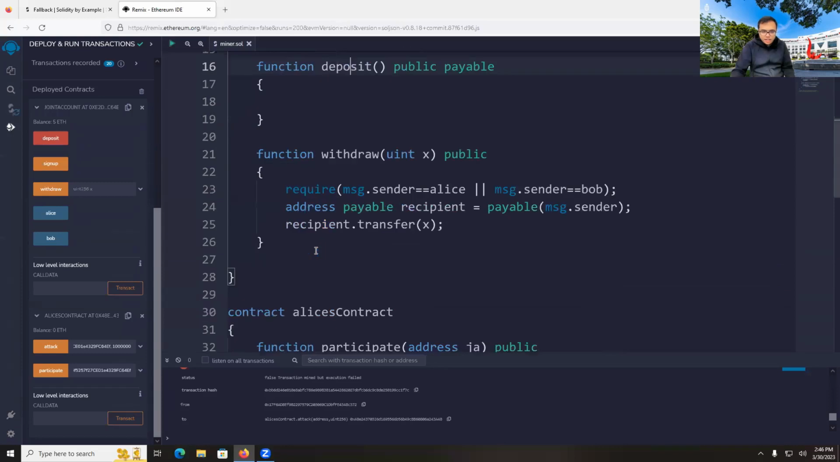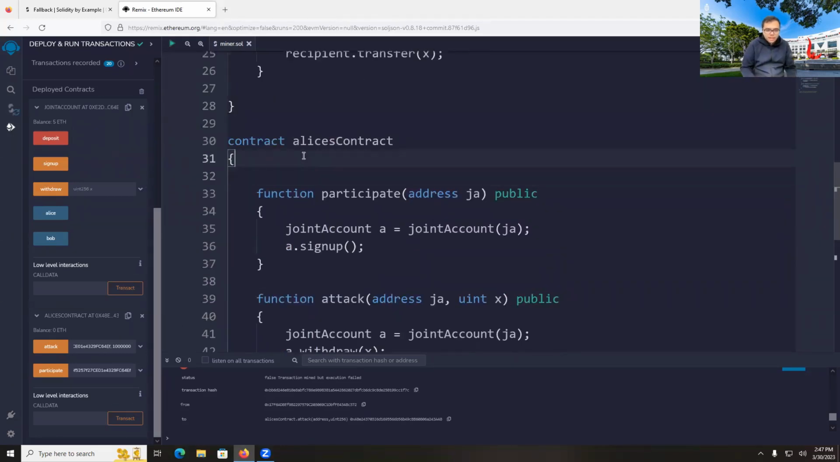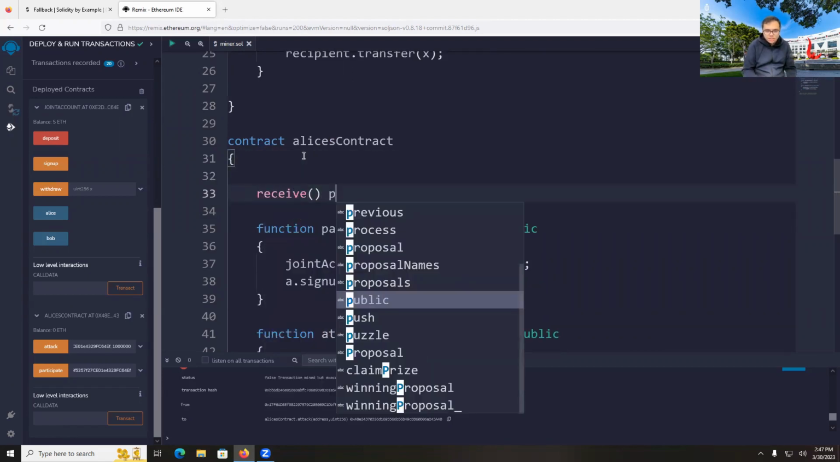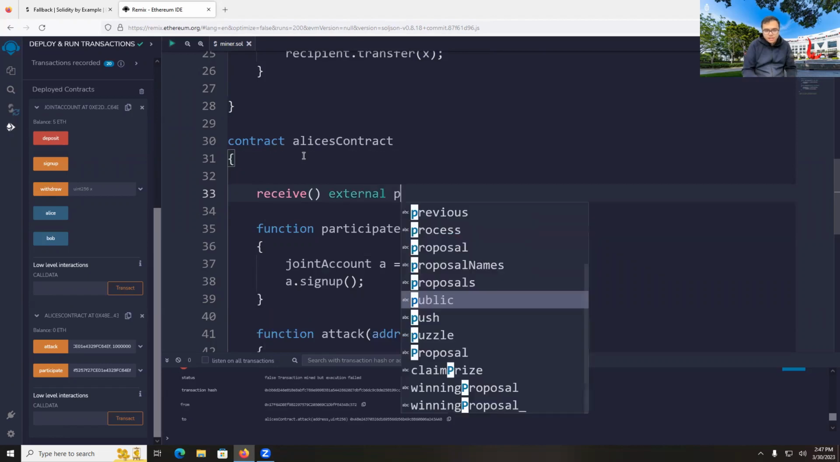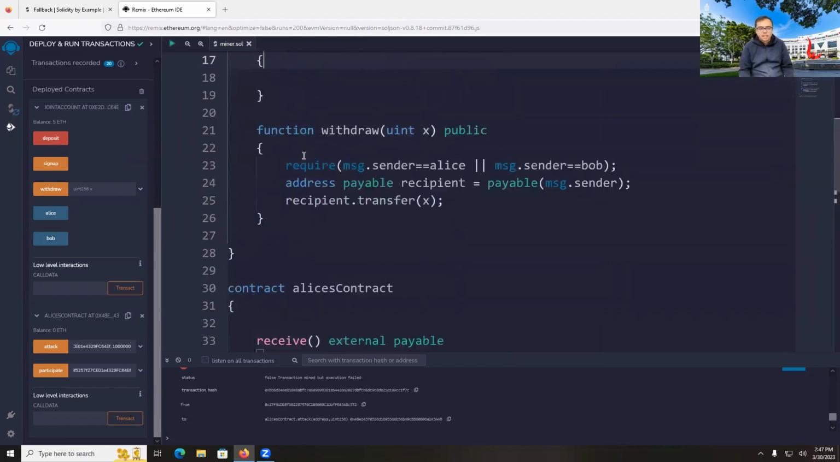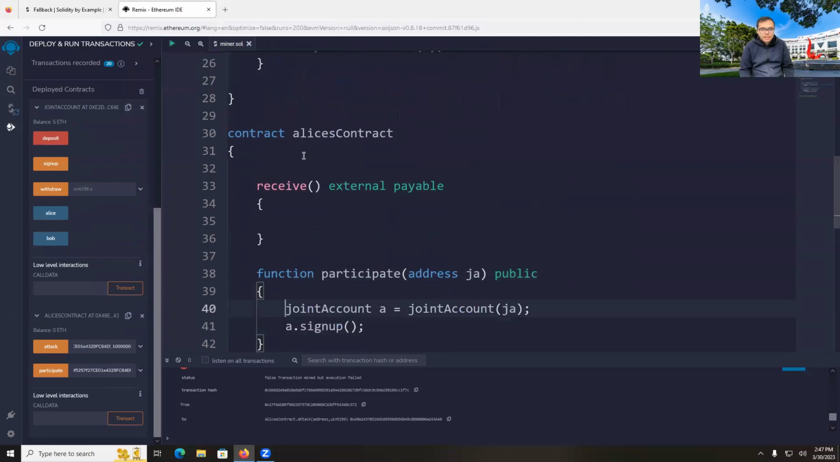So in order for this entire thing to work, Alice's contract should also have a function called receive. I don't need to write function. And this is external, and it's payable. And again, it doesn't do anything. Basically, the idea is the same as the deposit function that I had here, except that receive is the default function that is called whenever someone sends money to this contract. If they don't specify any particular function name, this is the function that is called.